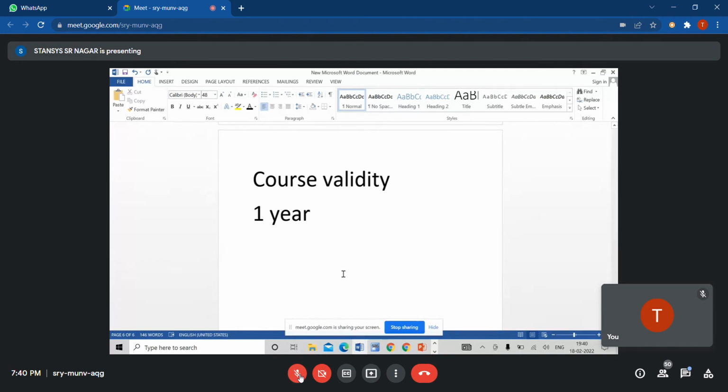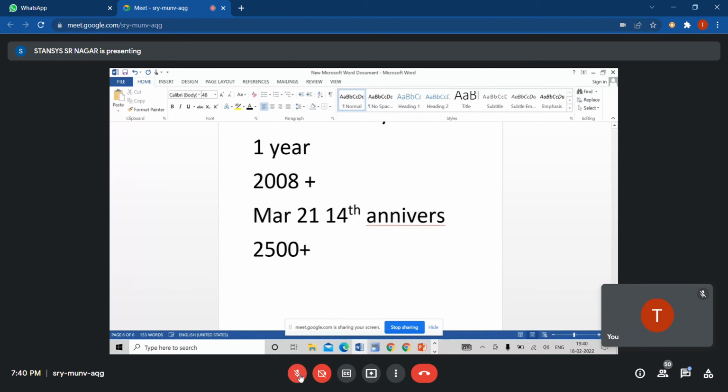And coming to the institute, our institute was established in 2008. From the next March 21st, we're having the 14th anniversary. As of now, 2,500 members got placements from our institute in the past 13 years.